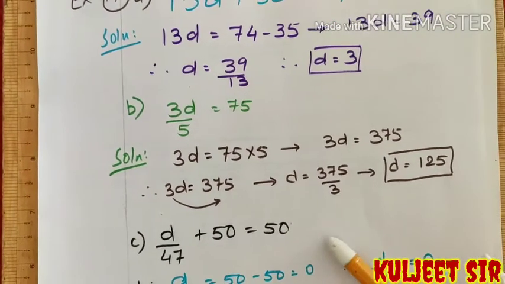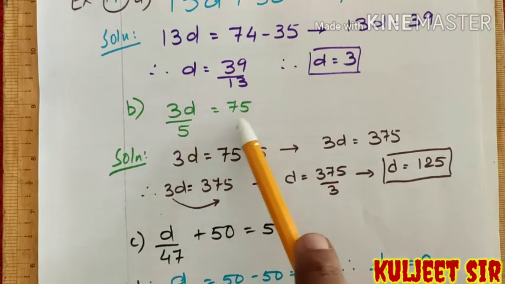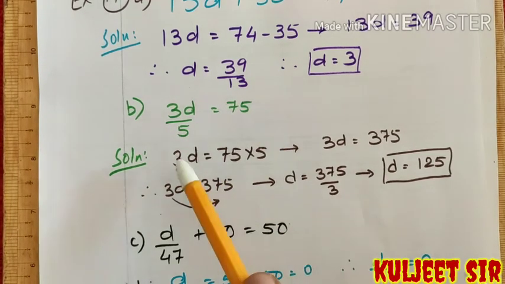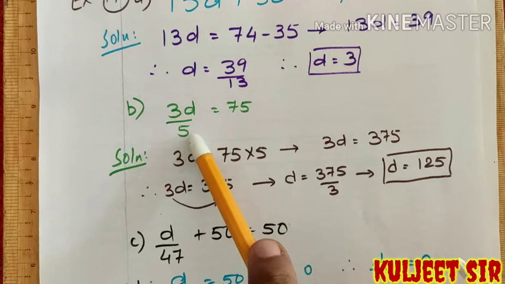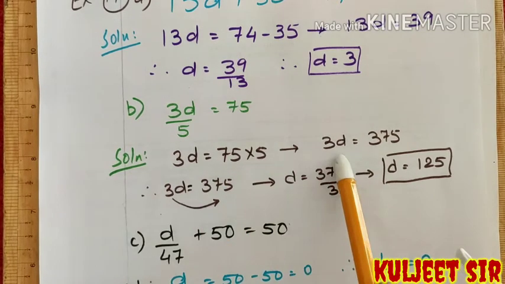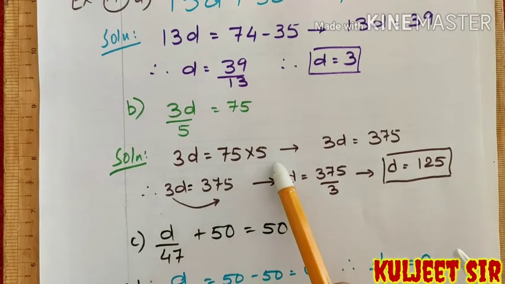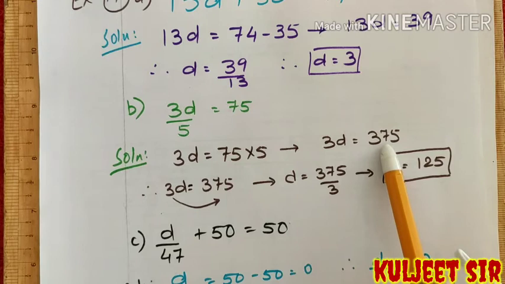Now we move on to sum number 2. 3D upon 5 is equal to 75. What will I do? I'll keep this 3D as constant over here. Because it is division, I will multiply. So as you can see, 5 will be multiplied by 75. This 3D is the same 3D which I have got over here. And when you multiply 75 with 5, you will get your answer as 375.